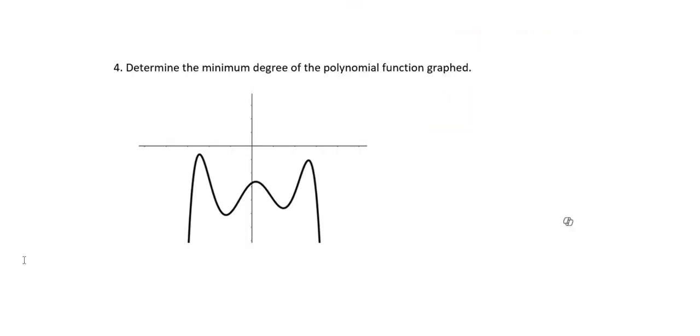Problem 4, determine the minimum degree of the polynomial function graph. One thing I want to point out about this graph is that there are no real zeros. So I really cannot look at the zeros of this graph to help me determine anything. So I need to be looking at turning points. There are 5 turning points, so I know the minimum degree is 6.